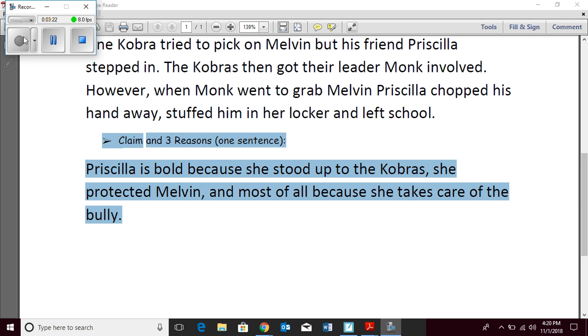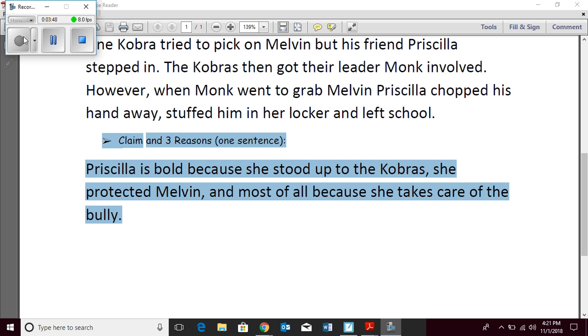Now we're going to go back to our model for Priscilla and the Wimps, and this is the last thing that you're going to fill in. This should be the easiest step for the day. This is just adding your claim and 3 reasons and making sure that it's 1 sentence. For example, in Priscilla and the Wimps, Priscilla is bold because she stood up to the Cobras, comma, she protected Melvin, comma, and most of all, because she takes care of the bully, period. Let's make sure that we have our commas and our periods.